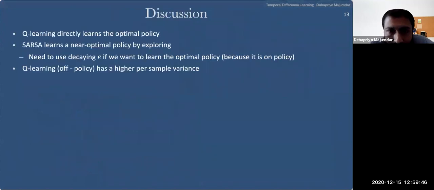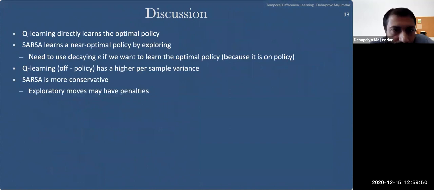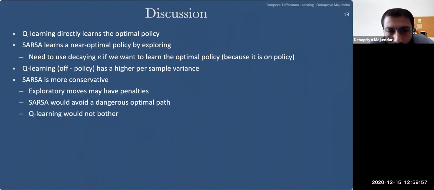So let's go back to the discussion. That means SARSA is more conservative. Exploratory moves may have penalties, and SARSA would avoid a dangerous optimal path. And Q learning would not bother.